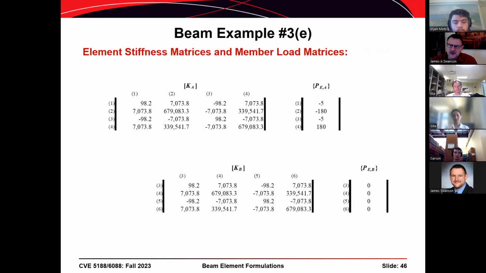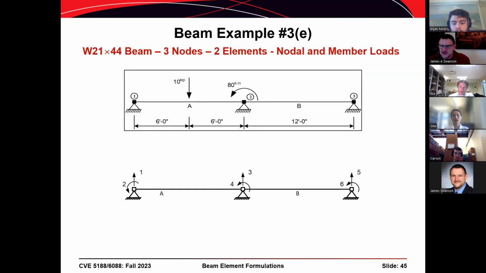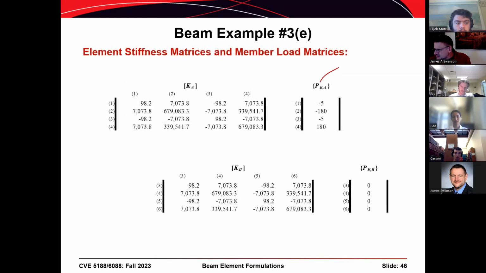And I can go through and write my element stiffness matrices for element A and B. But the one difference is that now I need to keep track of equivalent end actions. So P sub E are my equivalent end actions for each element. So I have a P sub E for member A, and I have a P sub E for member B. Now, P sub E for member A is going to be non-zero because I have a member load, an element load on member A, but member B doesn't have any element load, so it's going to be 0. And so how did I get to those values of -5, -180, -5, and +180?